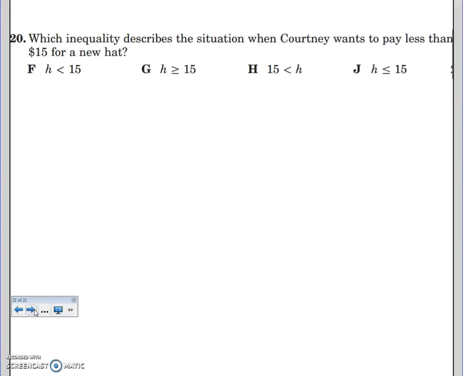And the last one. Which inequality describes a situation when Courtney wants to pay less than $15? She wants to pay less. So she doesn't pay $15. She doesn't pay more than that. So her cost has to be less than 15. No equal sign. So this is F.